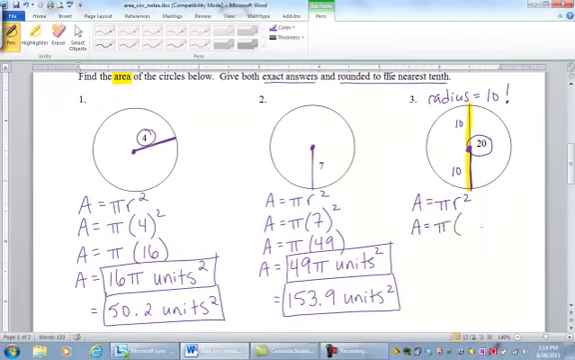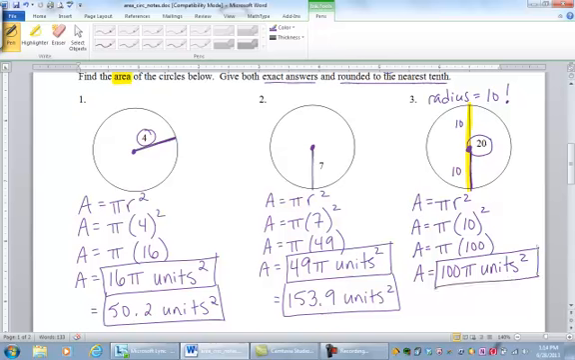So I'm going to use the 10, since that's my radius, in my formula. I am going to square 10, which means 100. And that means that my exact answer is 100 pi units squared.